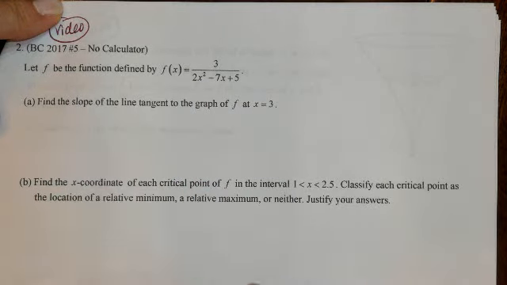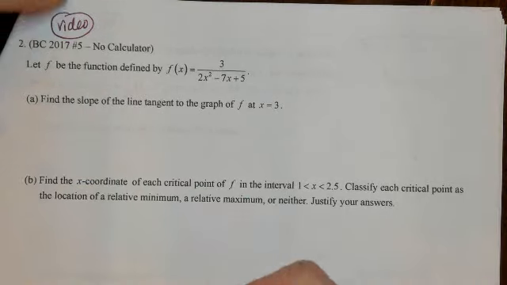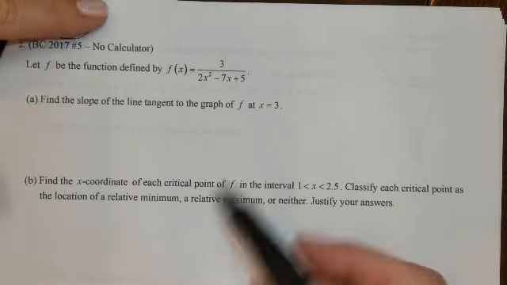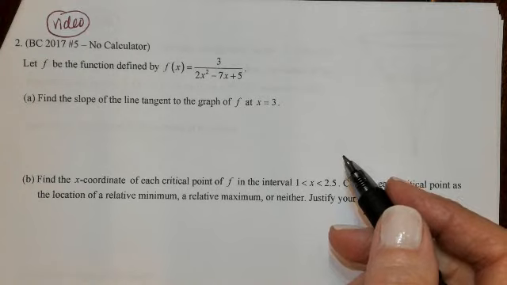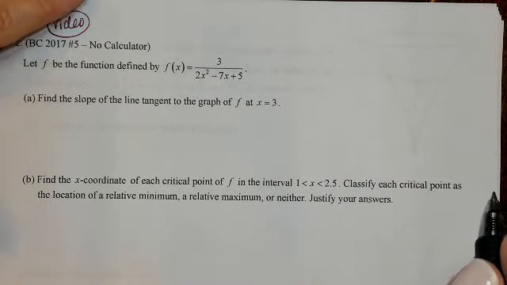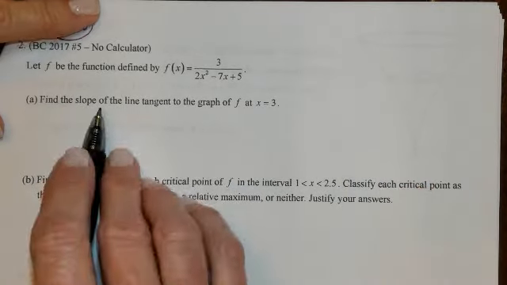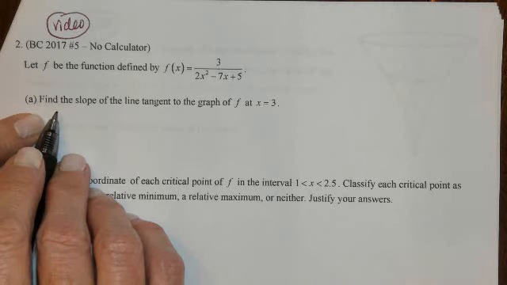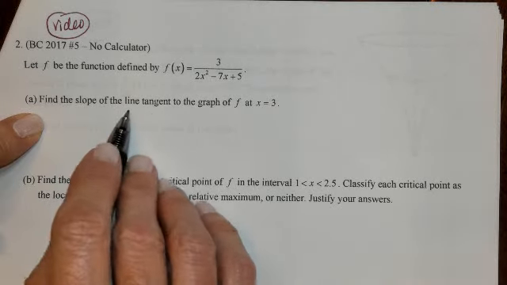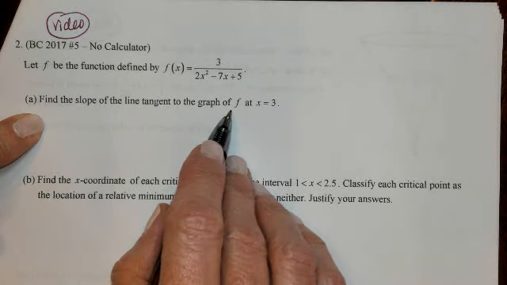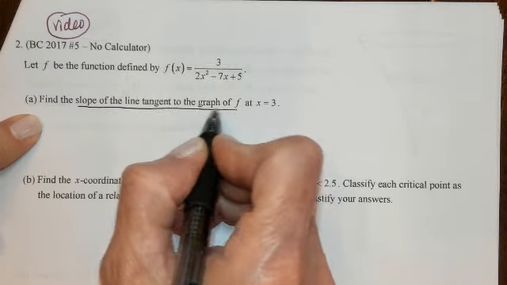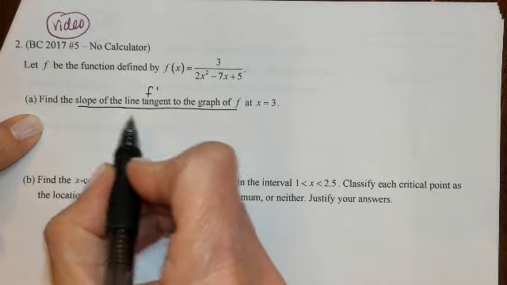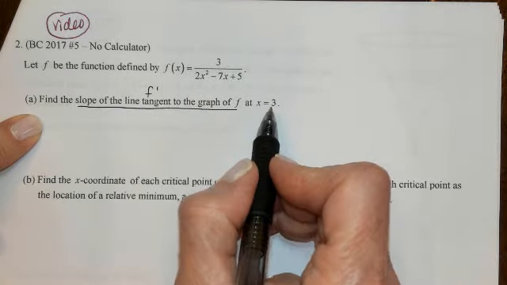Some of these questions, I can see them asking you even if it was with a calculator. Some of them would not be as applicable. It would make it way too easy if it was with a calculator. Okay, let's take a look at this. So for part A, find the slope of the line tangent to the graph of f at x equals 3. Well, slope of the line tangent to the graph of f is f prime. So they're asking us to find f prime at 3.